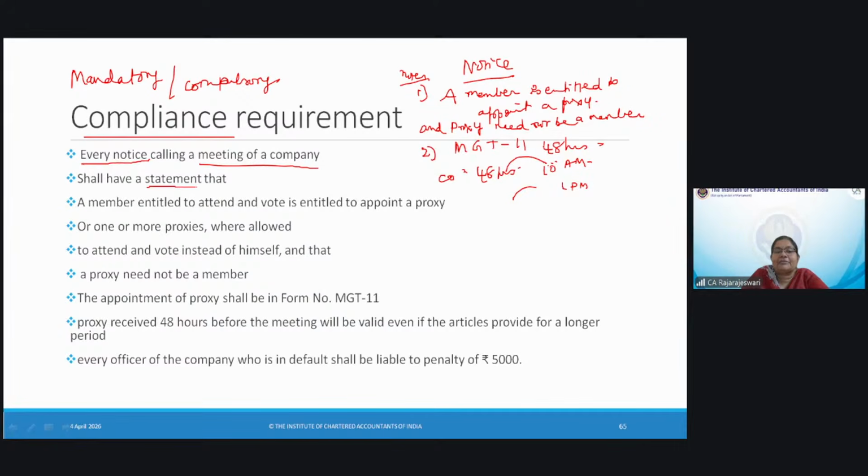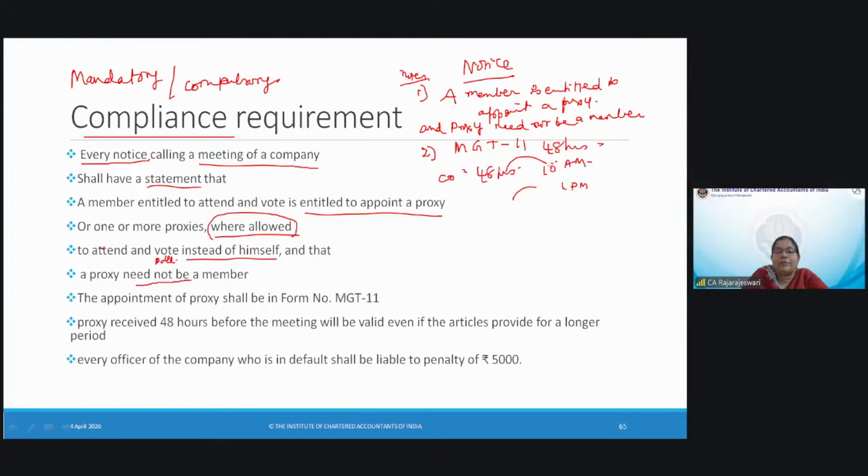shall have a statement that a member entitled to attend and vote is entitled to appoint a proxy, or one or more proxies where allowed. Suppose the articles specify, you can also appoint one or two proxies. That is also possible, but it is where allowed, not generally. If it is allowed, then the member can do so, to attend and vote instead of himself. He can vote only in case of a poll, not in case of a show of hands.